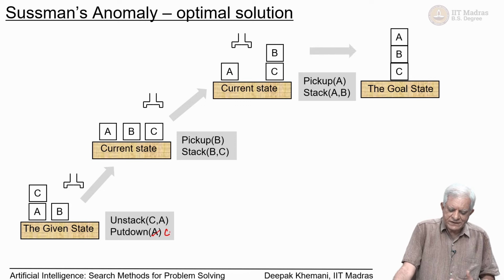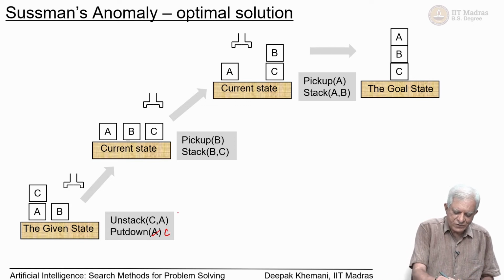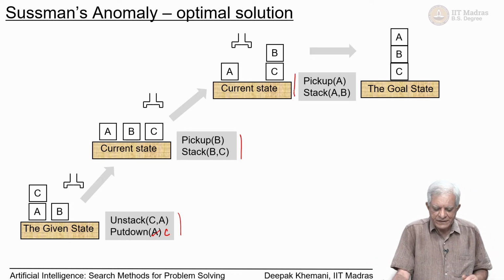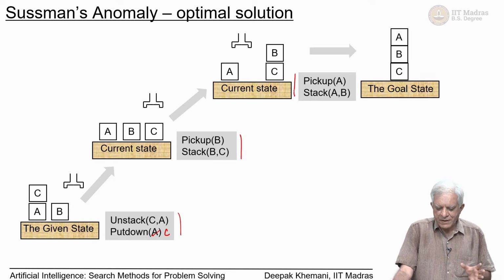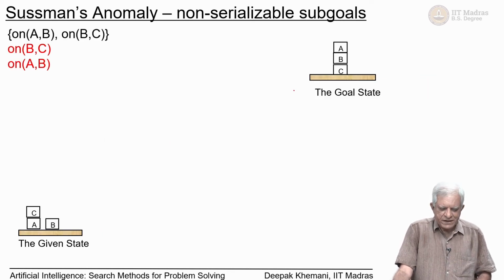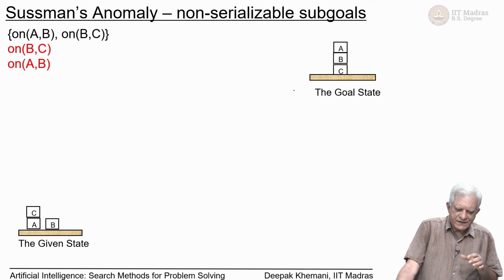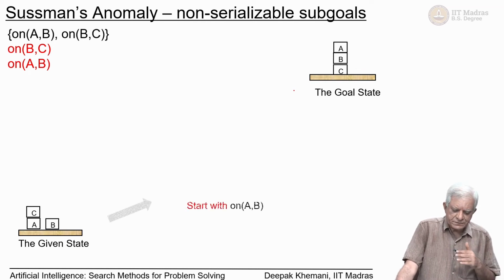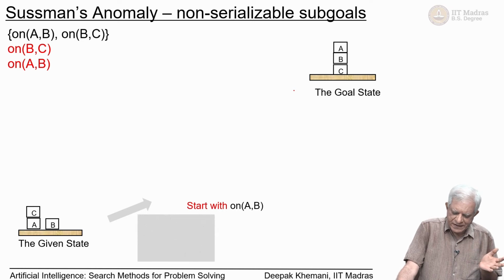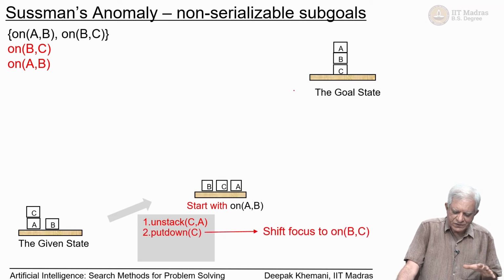This, as you can see, is a 6-step plan essentially. There are 2 actions here, 2 actions here and 2 actions here. Goal stack planning will not be able to find this 6-step plan, as we saw in the example essentially, because what this really involves is that, let us say we want to choose in this order, on AB first and then on BC. So, you start with trying to achieve on AB. So, you unstack C from A and you put down C. So, that means you are in a state where everything is on the table.